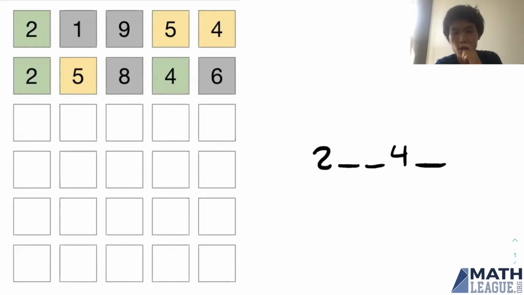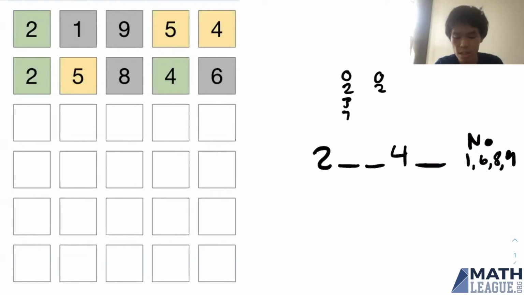And so we need to think about the other digits. So we already know that there's no 1, no 6, no 8, and no 9. And the other digits, there's 0, 2, 3, 7. There's no other constraints on the 0, 2, 3, 7, so they could be in the other spot. So I'm going to go write that down really quickly.